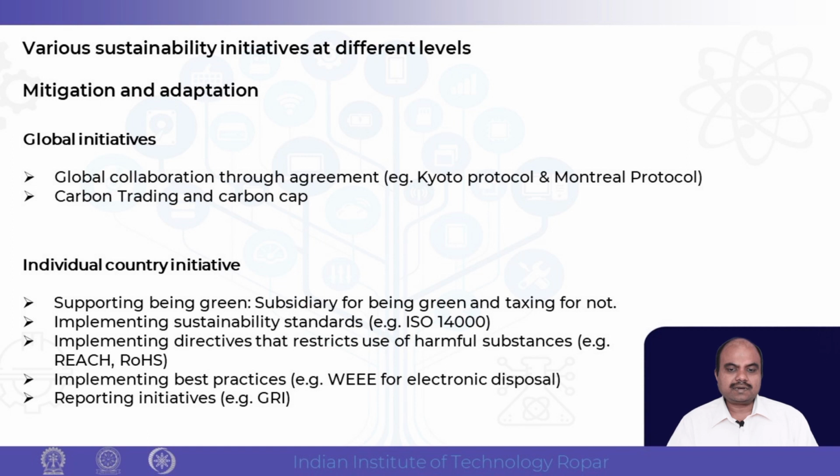Implementation of directives that restrict the use of harmful substances, like REACH and RoHS. REACH is a standard for chemicals. RoHS is the restriction of hazardous substances. So these chemicals are especially found in electronic products. Some of the harmful chemicals are cadmium and other chemicals. Initially it was 6 chemicals, and now it is 12 and more chemicals, as metals have been added.